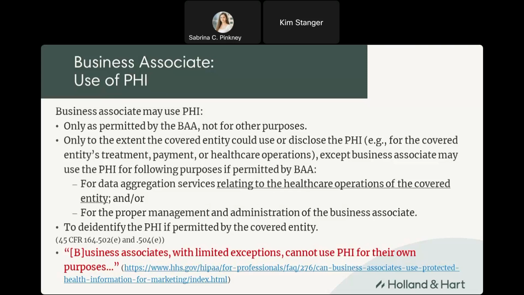HIPAA would allow you, if your business associate agreement permits it, to have your business associate de-identify data on behalf of the covered entity. That would be a permissible use, but it would have to be covered by the agreement, where the covered entity authorizes that business associate to de-identify the information on its behalf. Then once de-identified, it's no longer protected by HIPAA, and the business associate could go ahead and use or disclose that information because it's no longer protected health information.